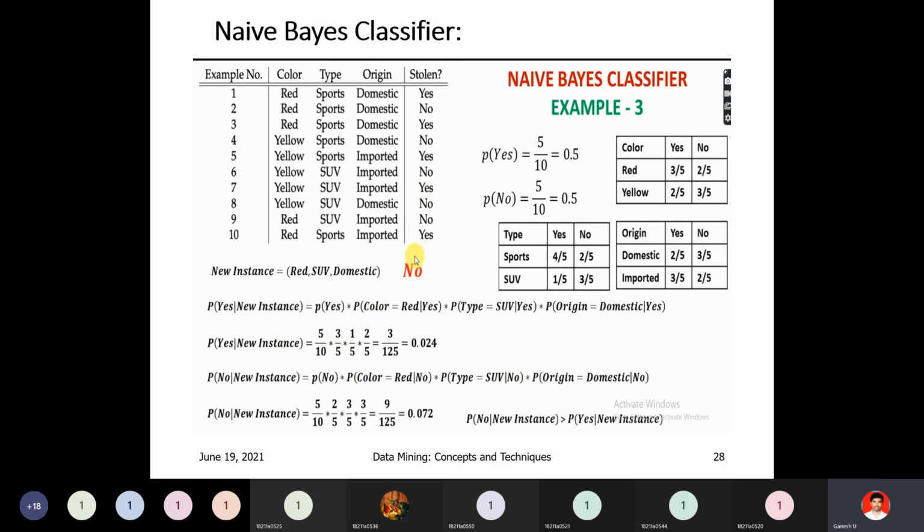It is red, so for red what is the probability? 3 by 5, red given yes. Next SUV given yes, next domestic given yes. In the same way, for no also you find out, take all these and multiply them. For yes and for no you take the probabilities, and whichever probability is high, that is the result for that particular instance. Here that is no.